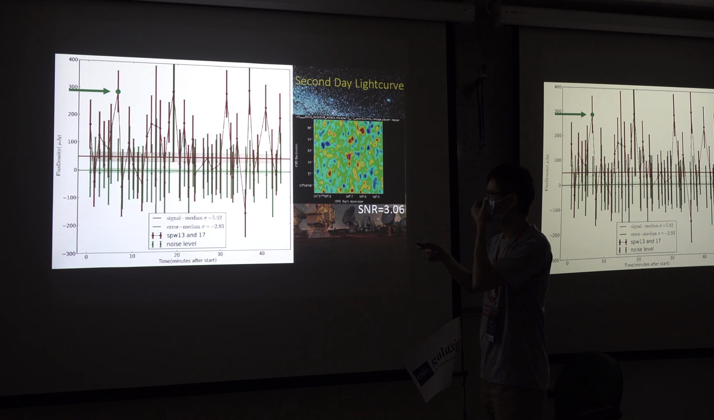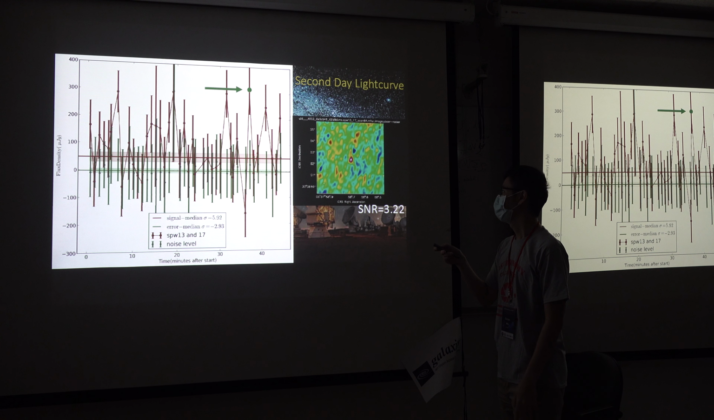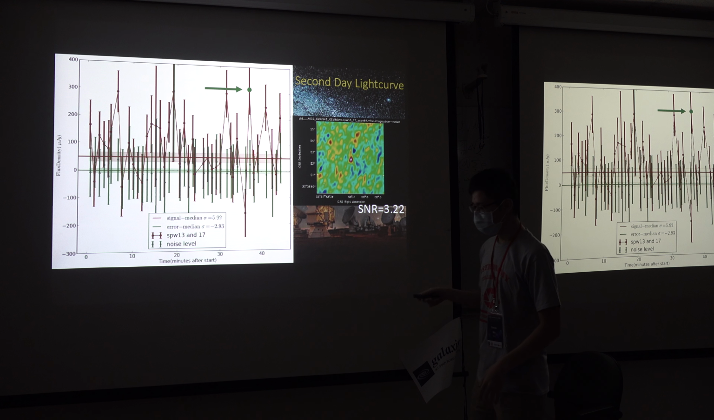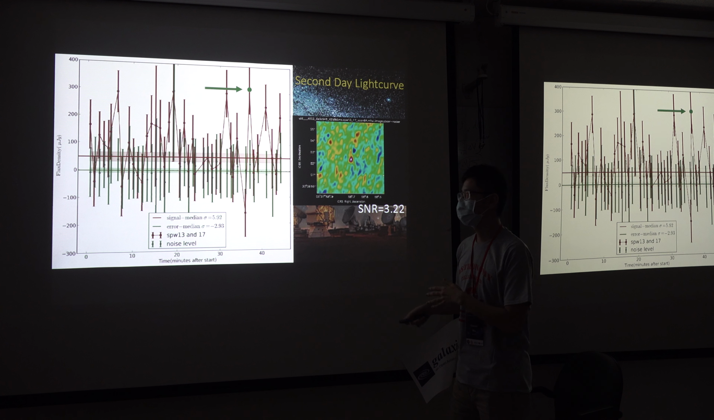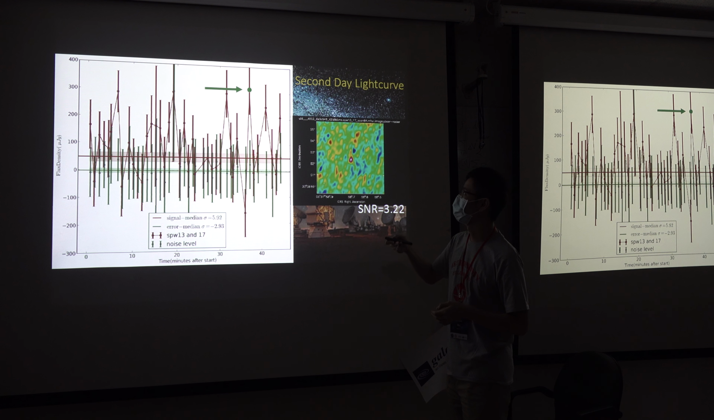The first one shows a signal to noise ratio equal to 3.06, and the figure shows like this. And the next one has a signal to noise ratio equal to 3.14, and the last one is equal to 3.22. So clearly these three peaks are barely above the 3 sigma criterion, but we still consider it a detection.